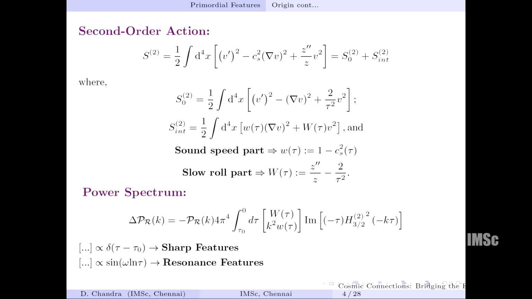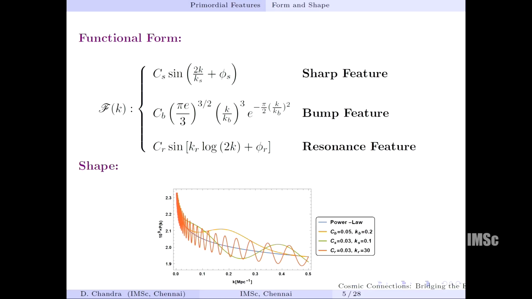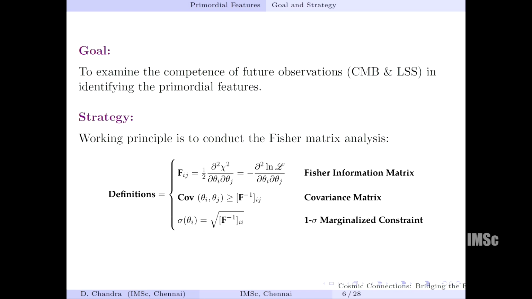For a practical flavor, if the function within this bracket term is proportional to a delta function, then this correction will lead to the normal linear sinusoidal features. If this bracket term is proportional to some logarithmic oscillation term, then it will lead to the resonance features. But for the bound feature, it is not so trivial to express it this way. So in my work, I have considered these three primordial features: the sharp feature, the bound feature, and the resonance feature, and their shape and form appear as shown in the slide.